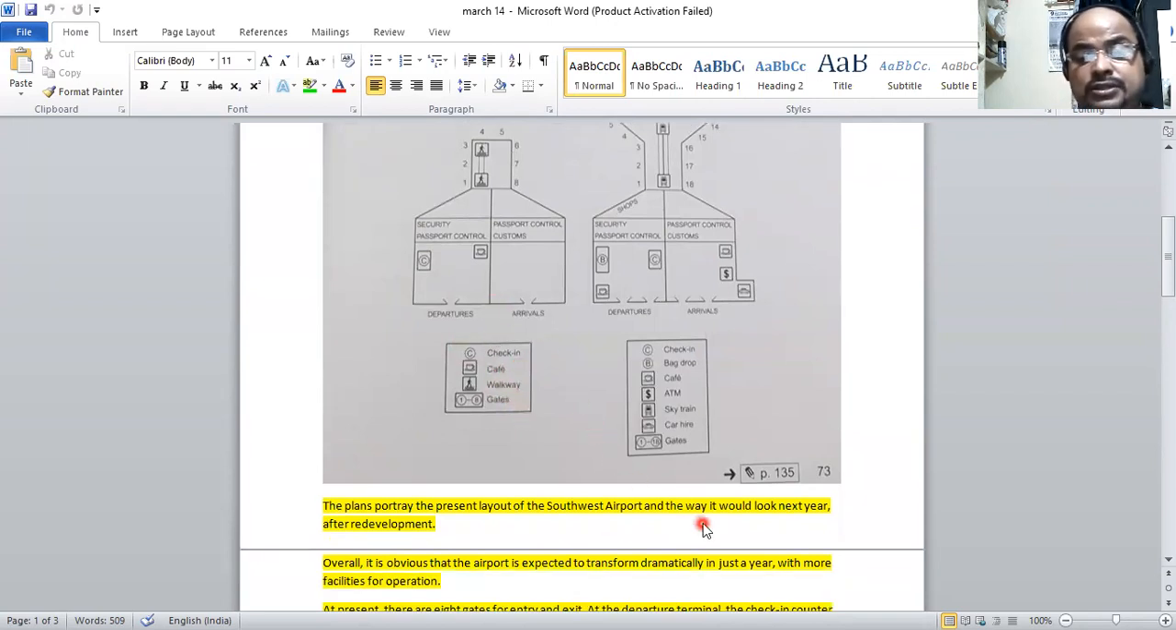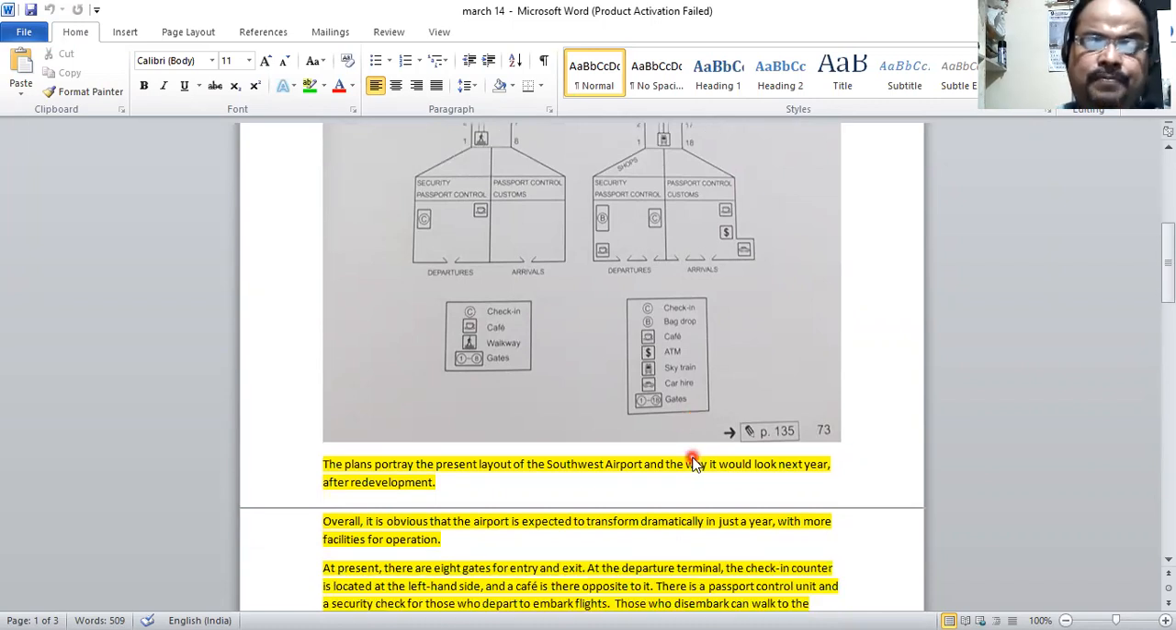So just in a period of 1 year, more operations will be there, and that's evidenced by more number of gates, more number of facilities there. We do have the introduction of SkyTrain, commercial establishments, all these things are there. So definitely we can say that within a year, tremendous changes will be there in the airport, in the South West Airport.